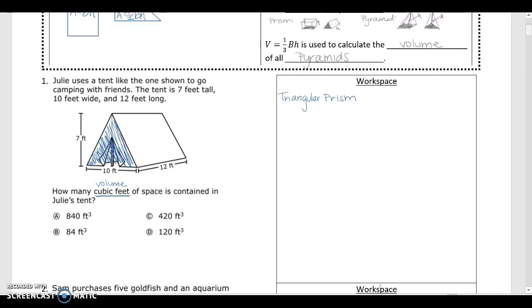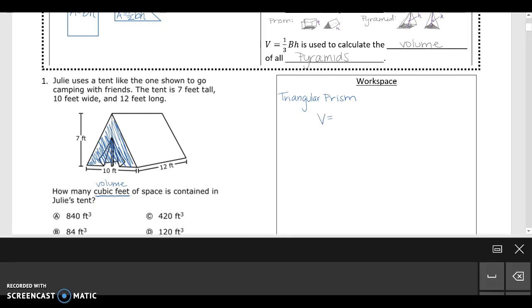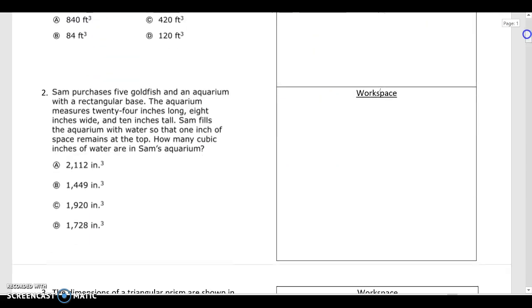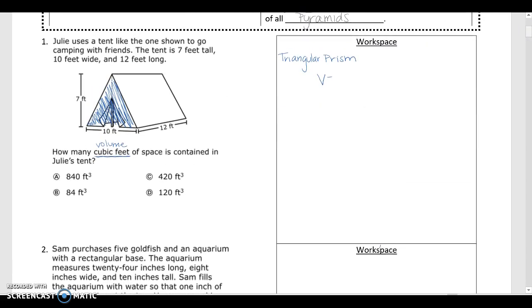And since it's a prism, I need to do volume equals... sorry. Okay, volume equals area of the base times height. Remember, up at the top, we said that we have to do area of the base off to the side. And I shaded in my base as a triangle. So I'm going to use the formula for area of a triangle. So area equals 1/2 base times height.